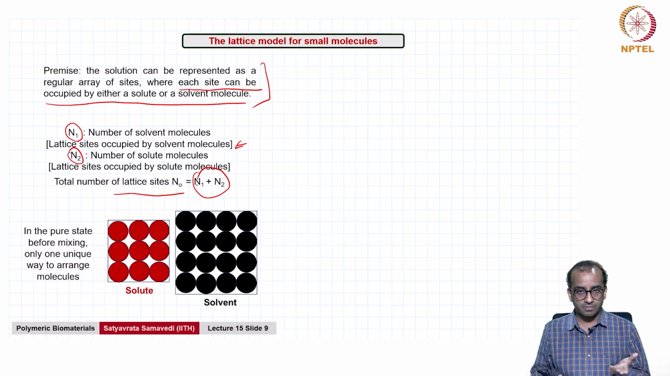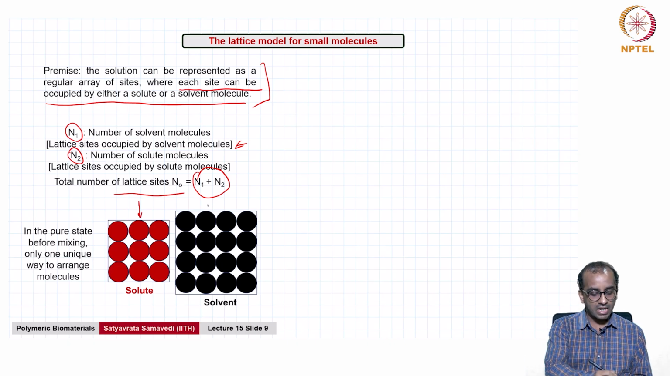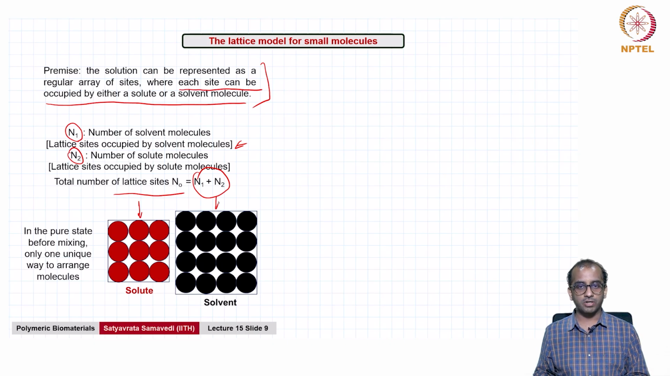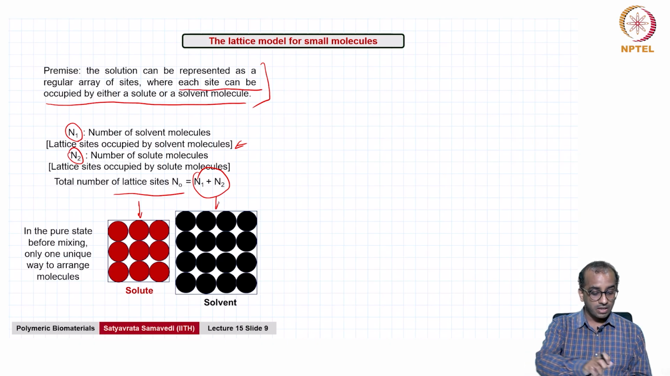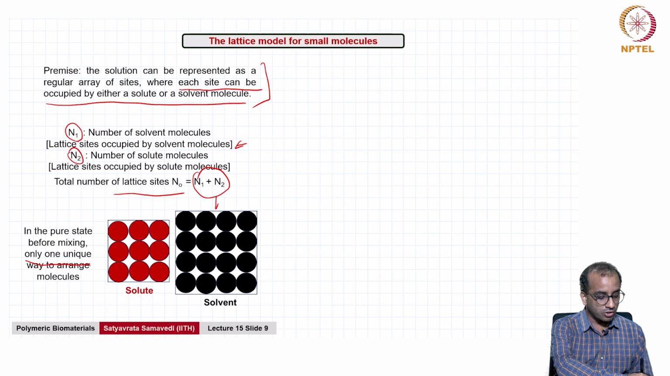So, let us first consider the pure state, then we will look at the mixed state, because remember, we have to look at the configurations both in the pure state and in the mixed state to be able to calculate delta S mix. In the pure state, before mixing, you note that there is exactly only one way for us to arrange these molecules, and here we have to note one subtle point. The microstates that we are referring to have to be qualified by the word distinguishable. One microstate has to be distinguished from another microstate, then only it is considered unique. So, here only one way for us to uniquely arrange the molecules.